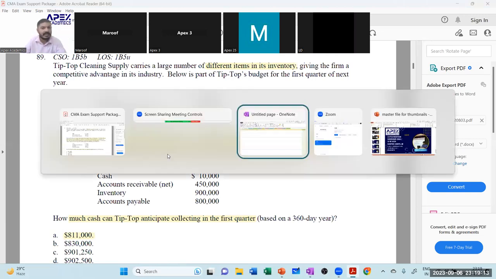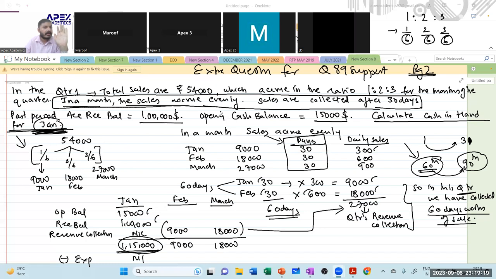Are you with me on that? Yes, sir. So you can't make any other assumptions. You have to assume that it's all coming in Jan. Opening balance of Jan is opening balance of Jan. So what is cash in hand?